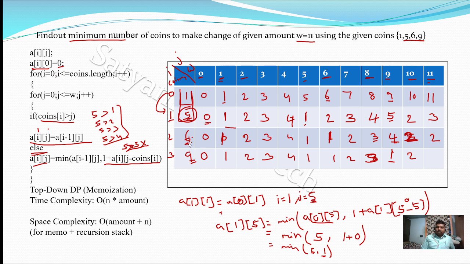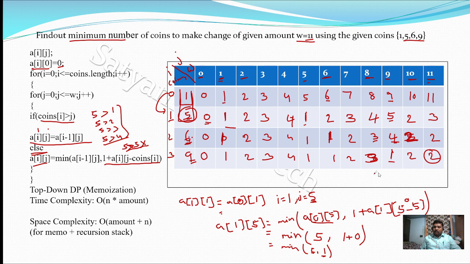So 11 is 9 plus 2 one rupee coins, that is 3 coins required. For example, 6 plus 5 is 11, so 2 coins, so the minimum coins are 2, so I consider 2 here. So this is the solution. To make the 11, 2 coins are required.